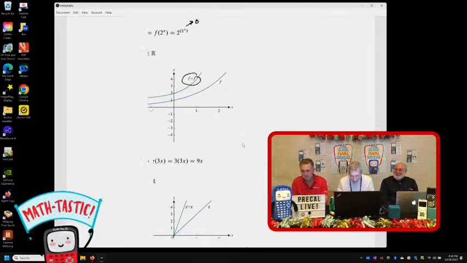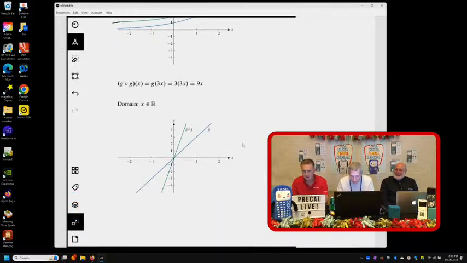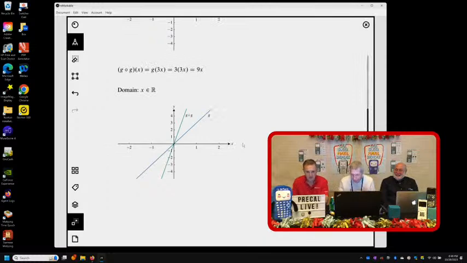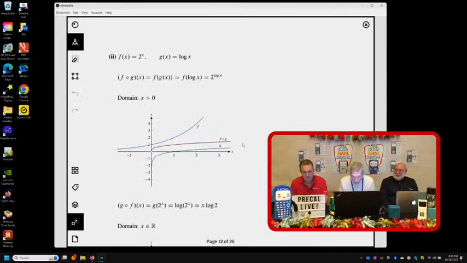All right, g circle g is not that difficult. This is just g of 3x, which is 3 times 3x, 9x. That's a pretty straightforward one. That's a linear function also. I've got one more here that I want to take a look at. Let's introduce a log function. Let's take f of x equals 2 to the x, and g is the log base 10 of x.